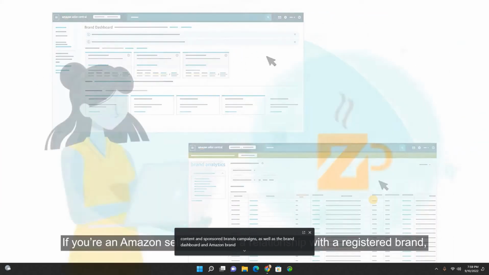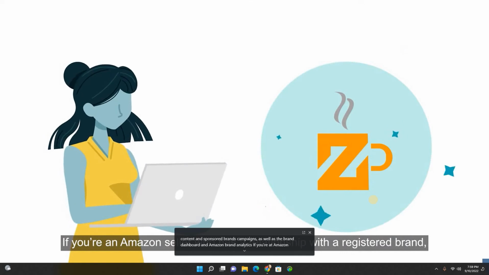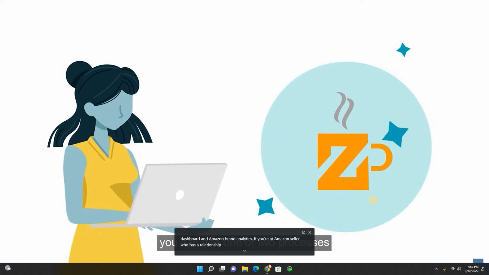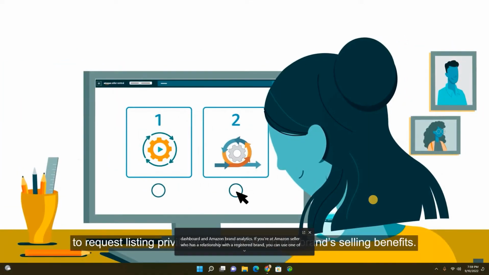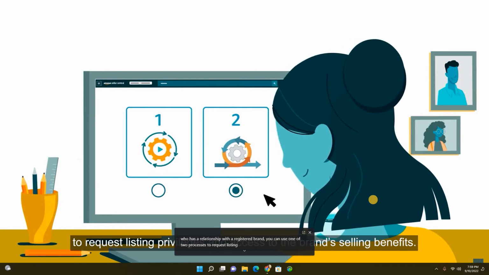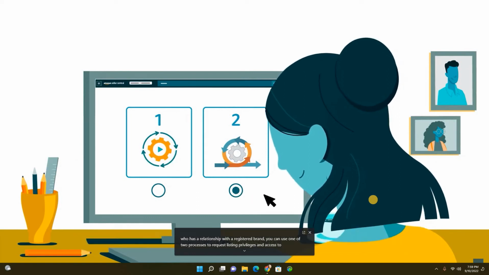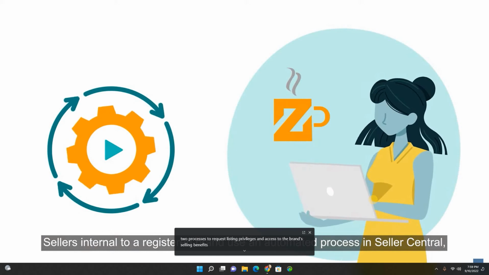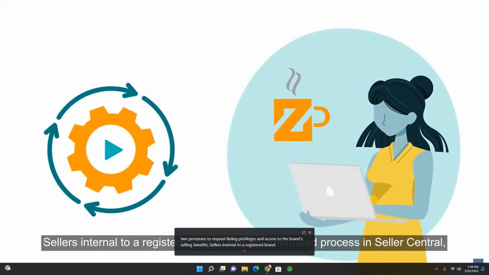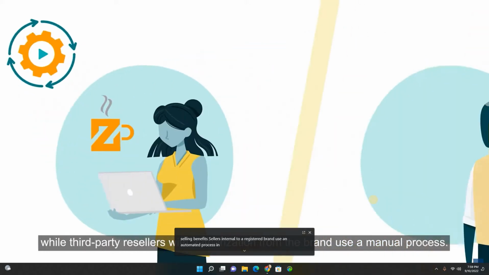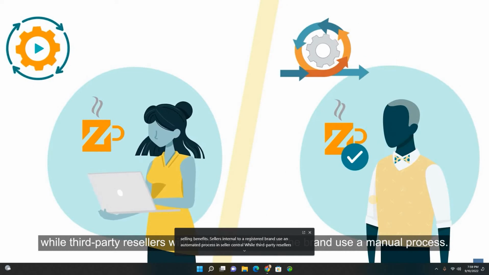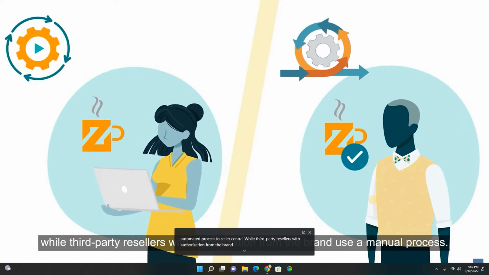If you're an Amazon seller who has a relationship with a registered brand, you can use one of 2 processes to request listing privileges and access to the brand's selling benefits. Sellers internal to a registered brand use an automated process in Seller Central, while third-party resellers with authorization from the brand use a manual process.